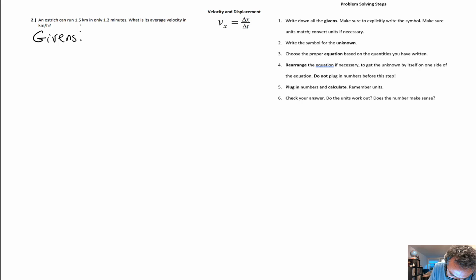And the givens here are that the ostrich can run 1.5 kilometers. That's how far he can run. How far is a distance or a displacement. The symbol for distance or displacement is delta x. So I write delta x equals 1.5 kilometers. It takes him 1.2 minutes, right? That's how long it takes him, how much time it takes. Delta t is the symbol for time. And our delta t is 1.2 minutes.